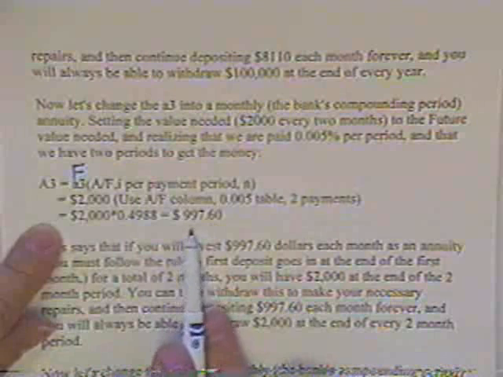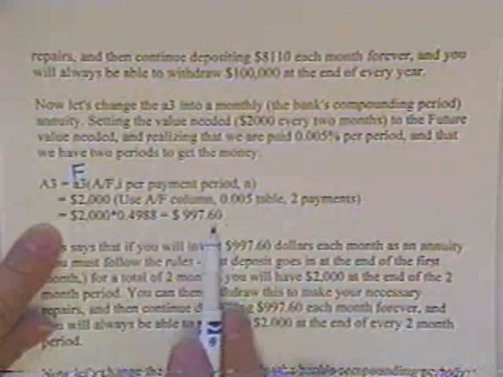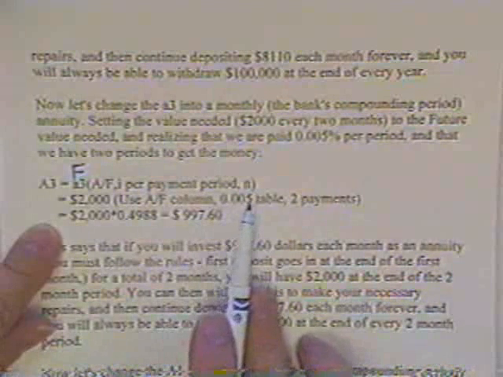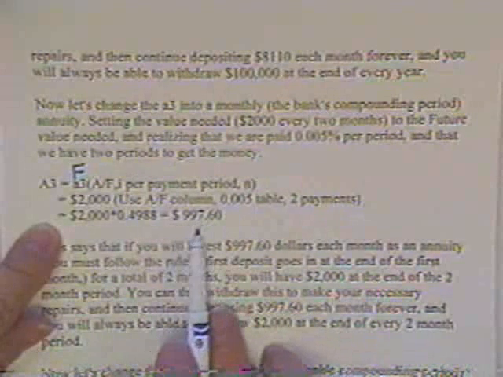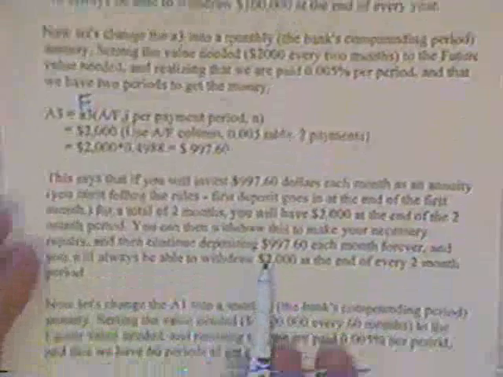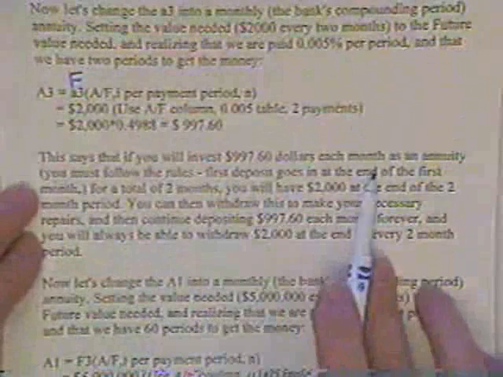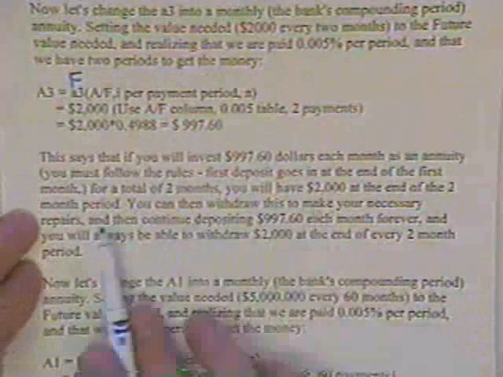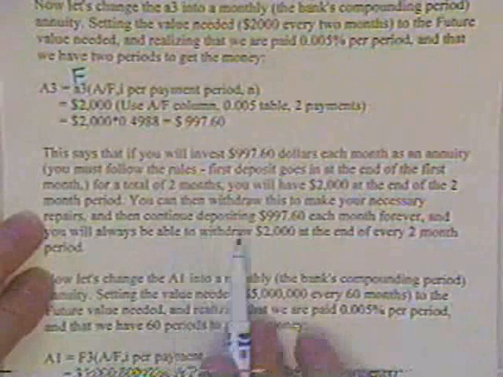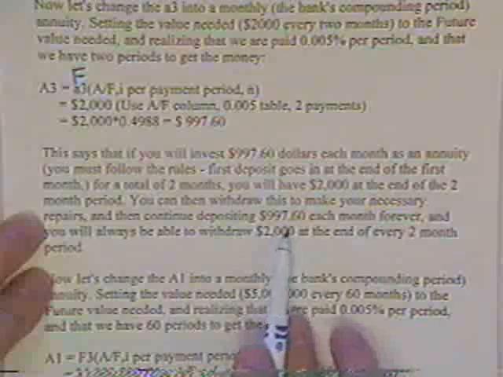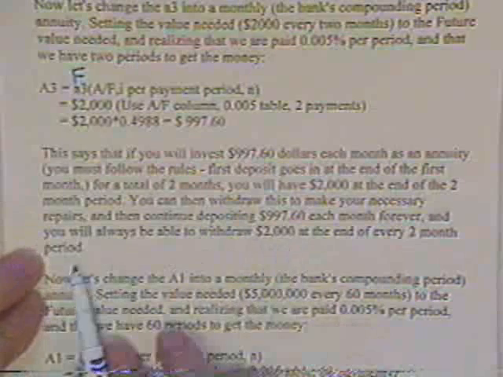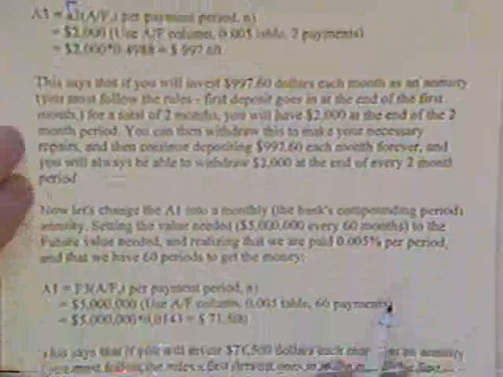You could easily check this. You would add $997.60 times 1, or times, well, you'd have to raise it to the 12th power, wouldn't you? Not real easy. But anyway, you do that and you'll find that you'll have the $2,000 necessary. That means if you invest $997 each month, you'll have $2,000 at the end of the second month period. You can withdraw that $2,000. Of course, the next month you'll be depositing another $997 forever and forever, and therefore you'll always be able to withdraw the $2,000 at the end of every 2 month period.